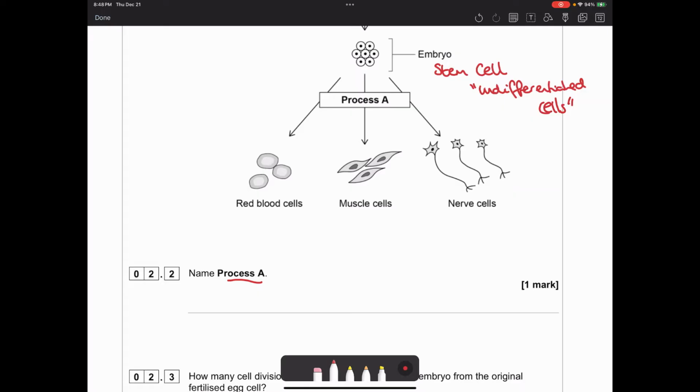Which basically means they're not specialised, they're undifferentiated, and they will become differentiated through the process of differentiation. And that's the only word they would accept on this. Stem cells becoming differentiated through the process of differentiation.